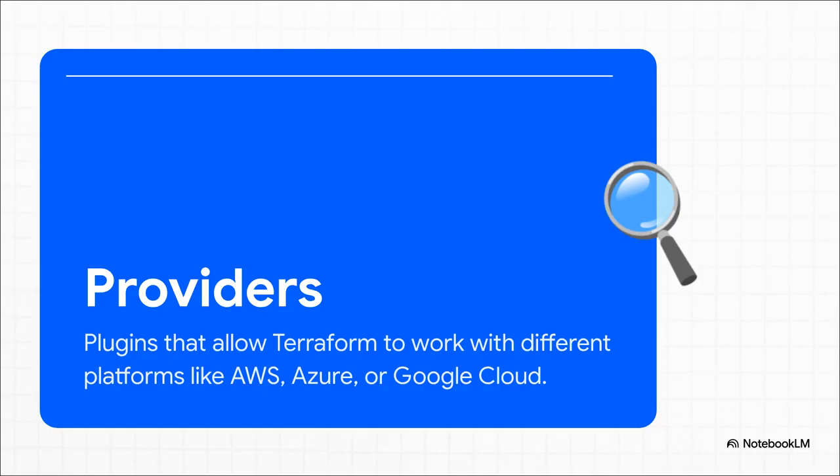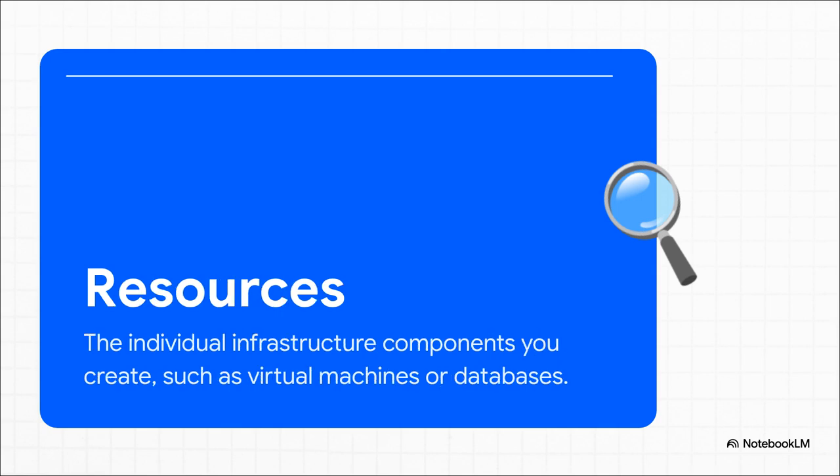It can talk to pretty much anything using things called providers. A provider is basically a plugin, like a translator. You write your code once to ask for a server, and then the AWS provider translates that for Amazon's cloud. The Azure provider translates it for Microsoft's cloud, and so on. It's incredibly flexible. So, what are you actually writing in that HCL code?